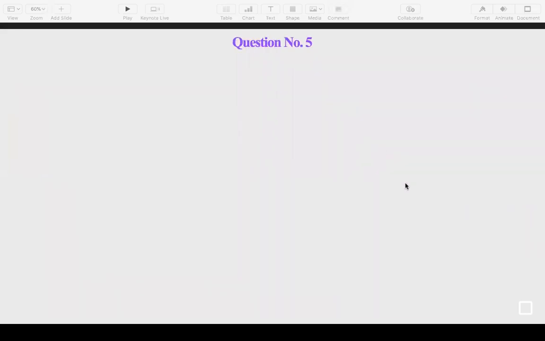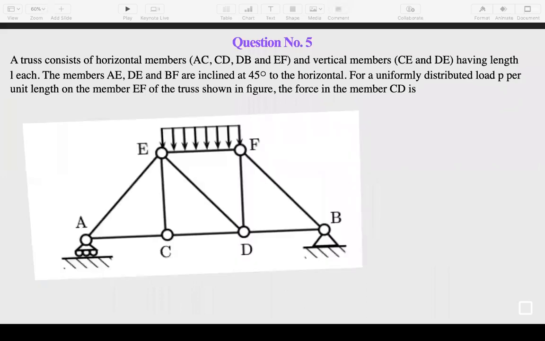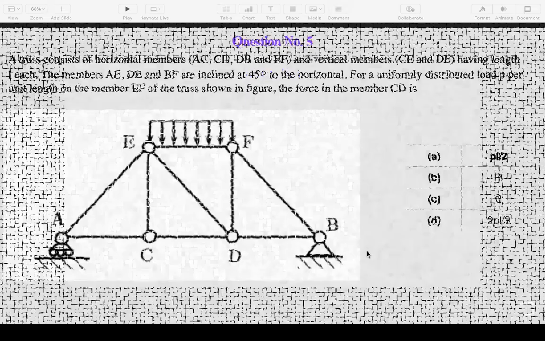So what will be the answer? Correct answer? It is not PL by 2. So the answer will be PL. B answer is the correct one. Here it is a minus, but it is equal and opposite, so that it will be the positive. So the answer is B, not A. So Abhinav Gaikwad has written PL by 2. It is wrong. B answer is the correct one. Okay.